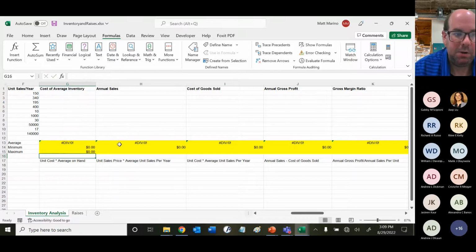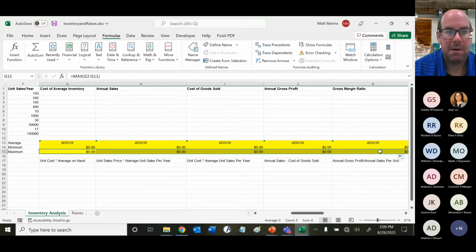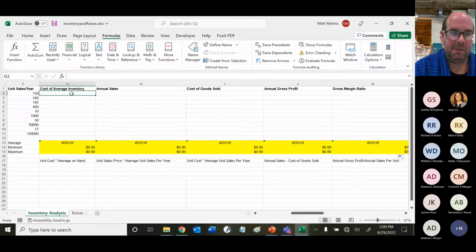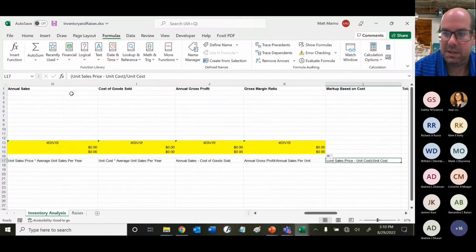And in those examples, we're getting $0 because since there's nothing in the cells, it's technically zero. Does that make sense for everyone? So you notice below all of these, it shows us how to calculate each of these formulas.